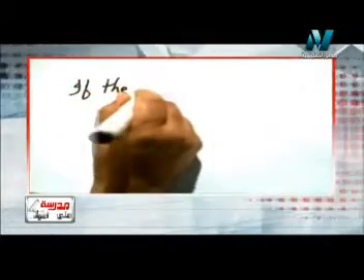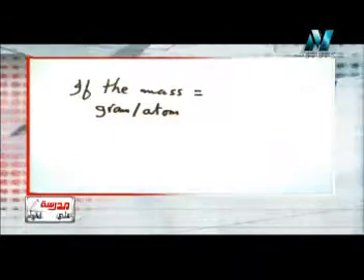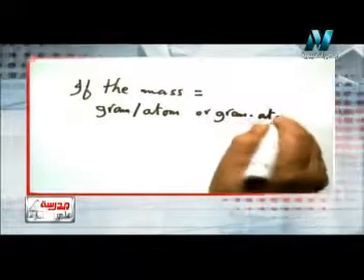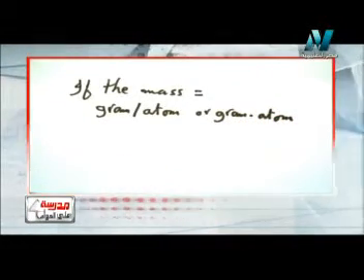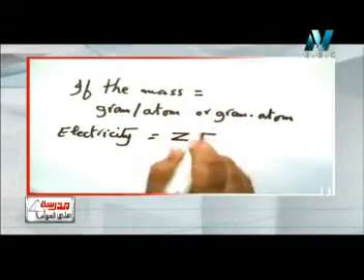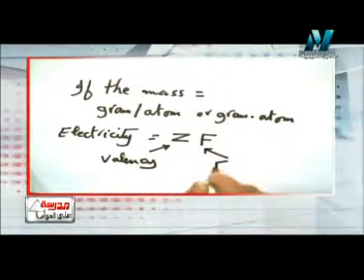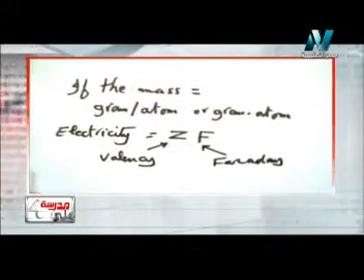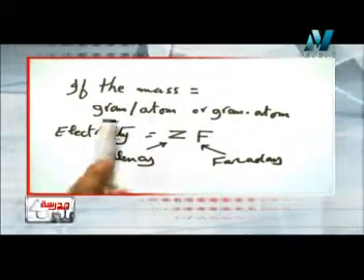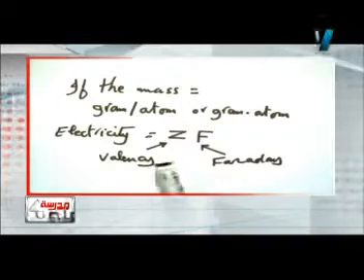If the mass equals gram atom, or we write it gram dot atom, gram atoms, the electricity will be, it is a rule, ZF. Z means valency and F means Faraday. It is the quantity of electricity. So when the example asks how much electricity is needed to precipitate a gram atom of substance, the electricity will be the valency times Faraday.